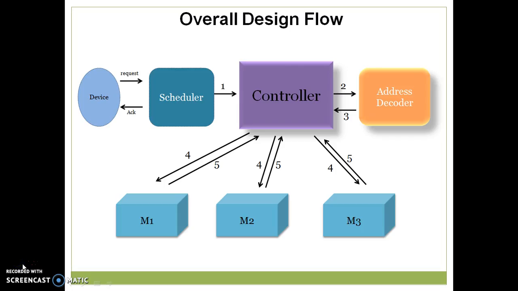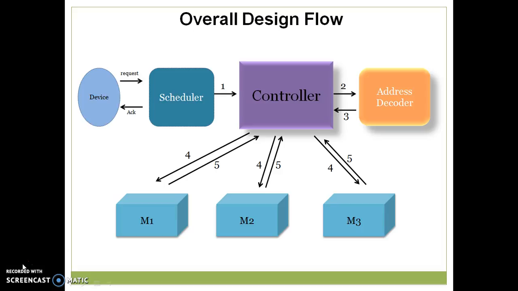When a device intends to send or request data from the hub, it sends a request for connection signal to the scheduler. The scheduler in turn queues these device requests as they come into the queue buffer.